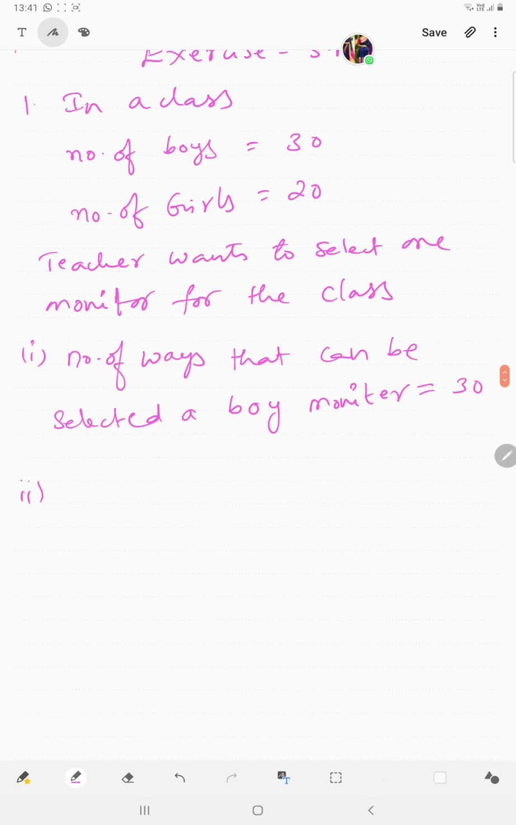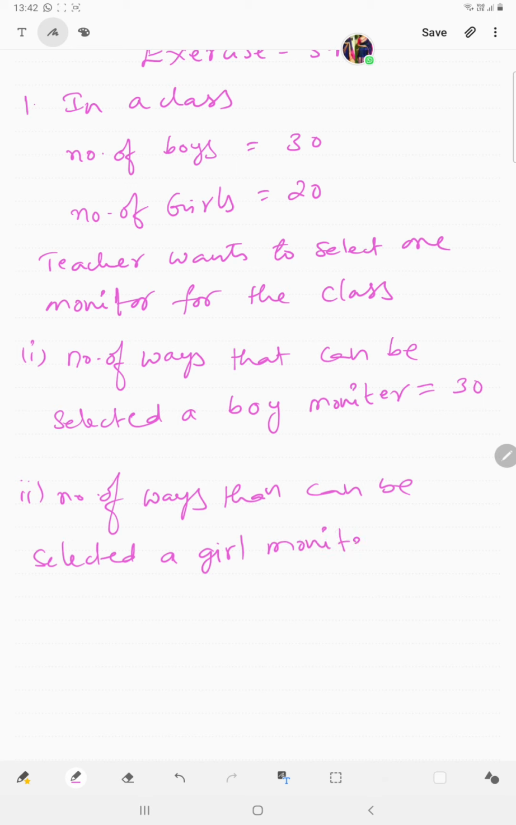Second one. Number of ways that can be selected a girl monitor. This is your question. 20 girls are there, therefore only 20 ways.